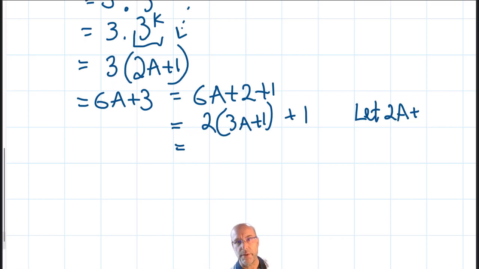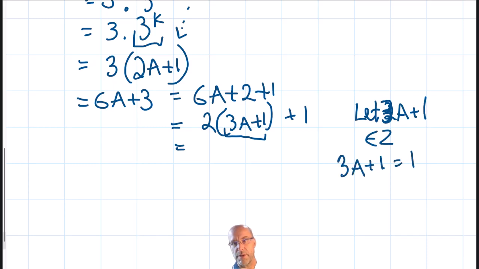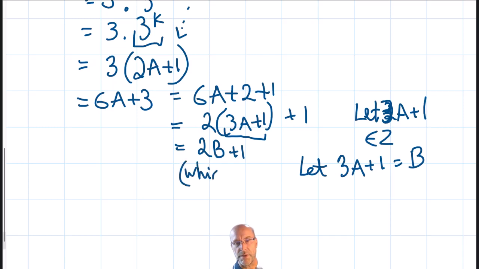We've got to show that this here is an integer. 3a plus 1 is an integer. And 3a plus 1, we'll let it equal b. So here we will have 2b plus 1, which is consistent with the definition of an odd integer, which is odd.